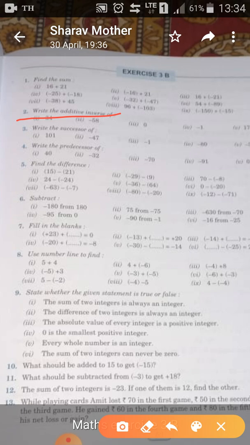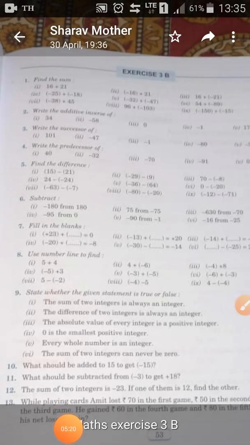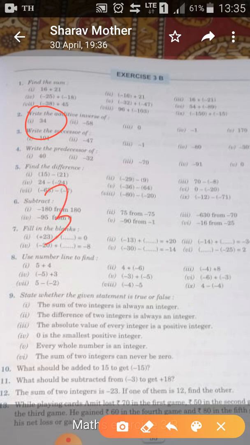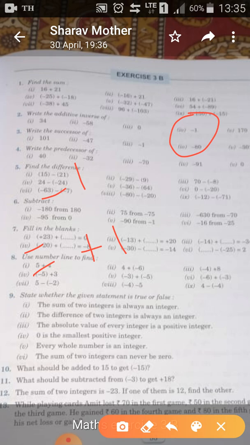Next, write the additive inverse of 34. So additive inverse is nothing but this thing. You are writing something with the opposite sign. For example, the additive inverse of 34 is equal to minus 34. Understood? This is the additive inverse. Yes, the additive inverse of minus 1 is plus 1. Okay, this is the concept of additive inverse, the one with the opposite sign. Okay, so this is how you're going to do it.